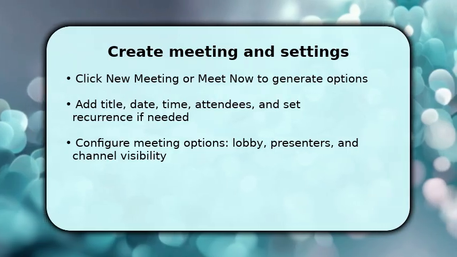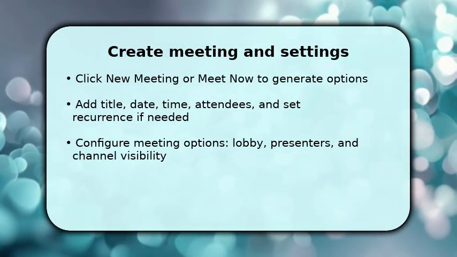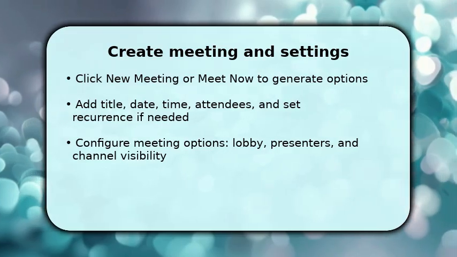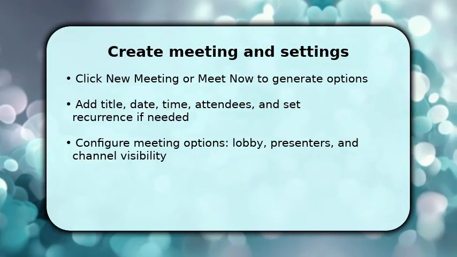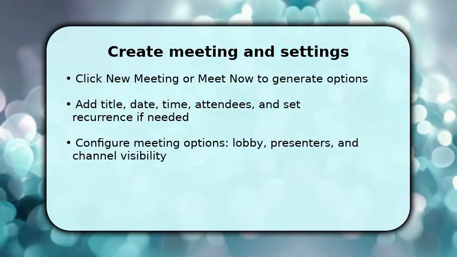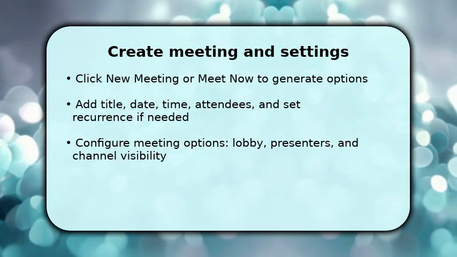Once attendees are listed, open meeting options to control lobby behavior, who can present, and whether attendees bypass the lobby. These settings matter because they affect security and flow. Make sure permissions match the meeting's formality and expected audience.